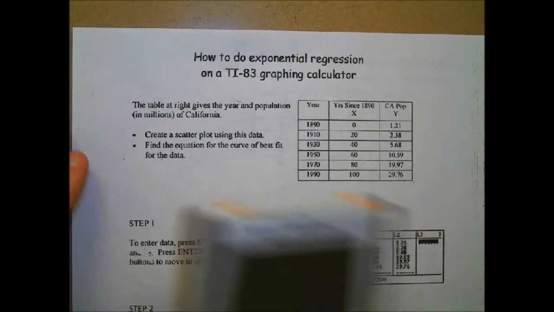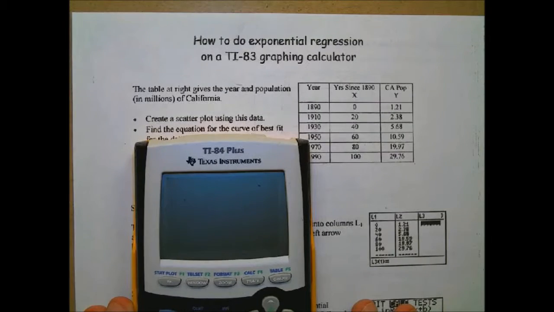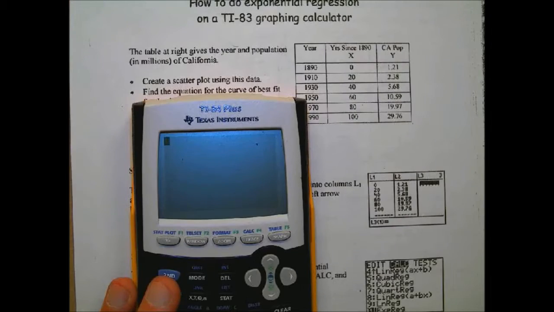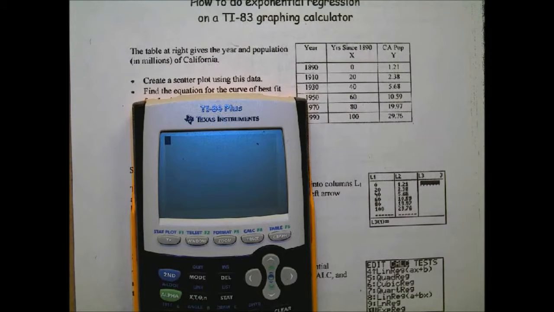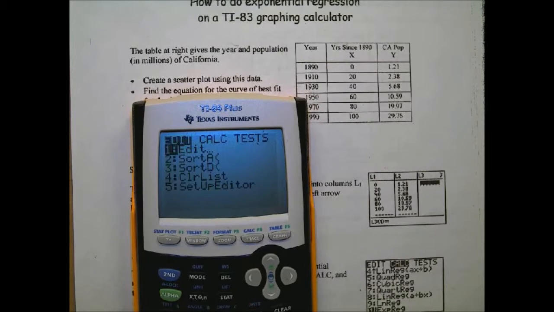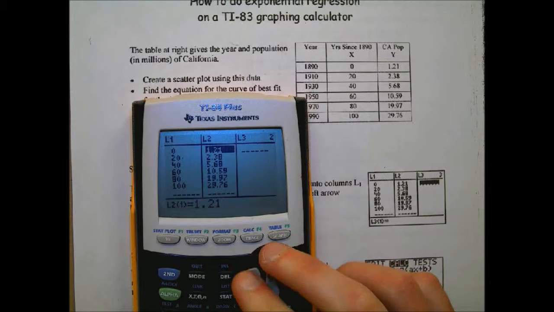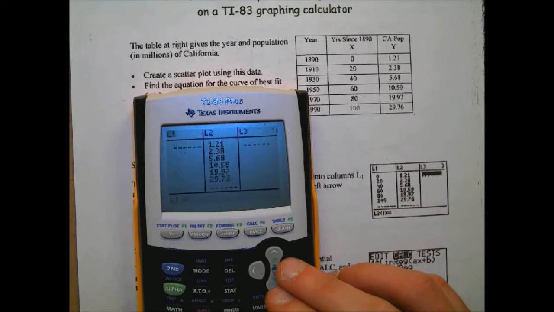Okay. So, how are we going to do this? All right. Well, how we entered data into our calculator before when we were going to do curves of best fit. What did we press? Stat. And then edit. And then we're going to clear out our L1 and L2, and we're going to put our data in L1 and L2.